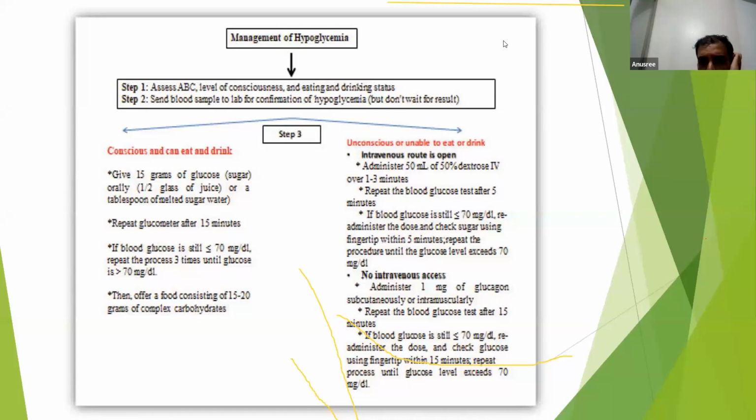If the patient is unconscious, intravenous route is usually taken, either 50 ml of 50% dextrose, or 100 ml of 25% dextrose will be given rapidly, and check GRBS after 15 minutes, and we will see if it is less than 70. If it is less than 70, repeat this until the blood sugar levels are above 70, and maintenance with 5% dextrose or 10% dextrose may be done with oral feeds. If there is no intravenous access, administer 1 milligram of glucagon subcutaneously. Recent studies say that up to 3 milligram of glucagon can be given.